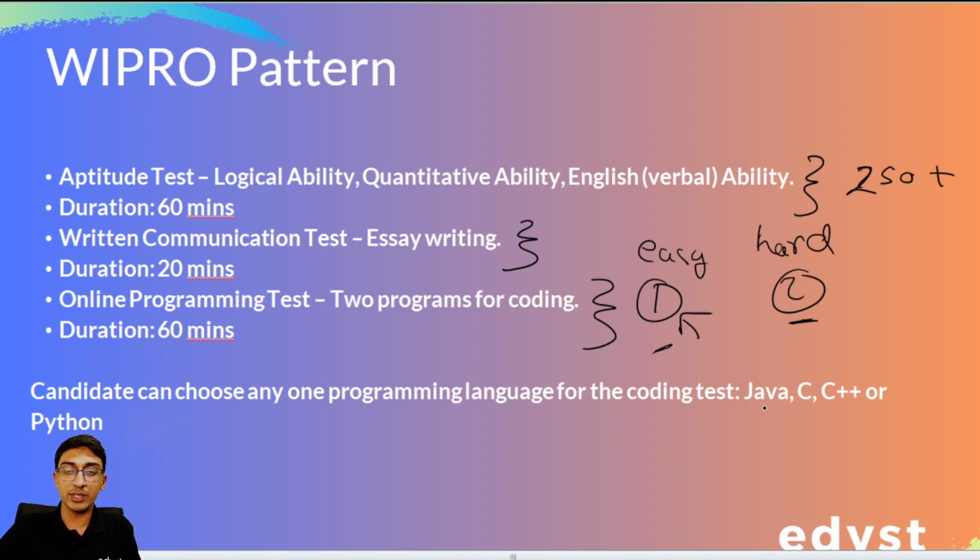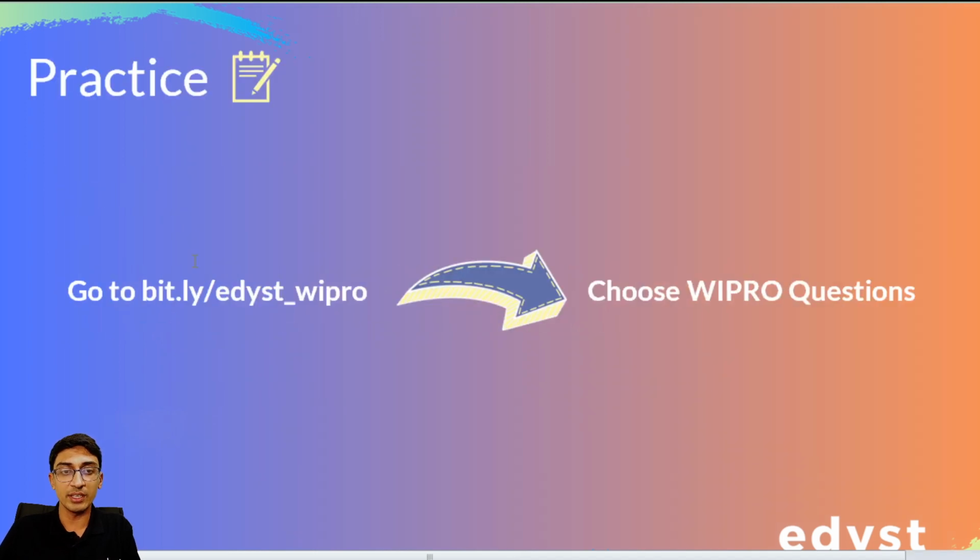The questions can be done in Java, C, C++ or Python. We will be doing it today in C, but there is no advantage of C or C++ or Python. And today we are going to be looking at a data structures question. I am going to be looking at the question specifically on the Edyst pack. So Edyst Wipro pack is there.